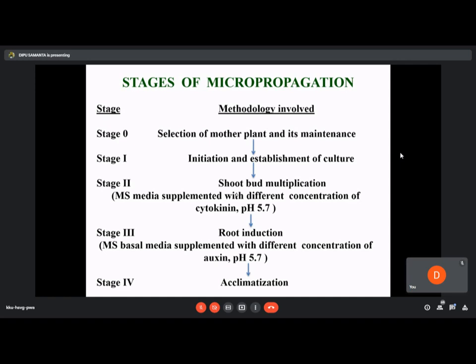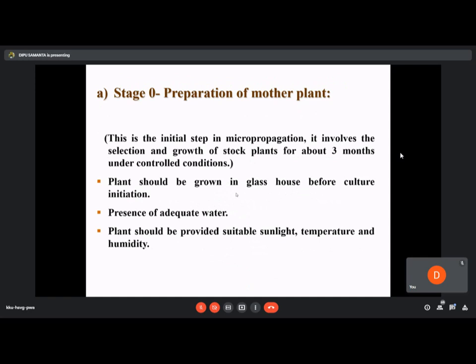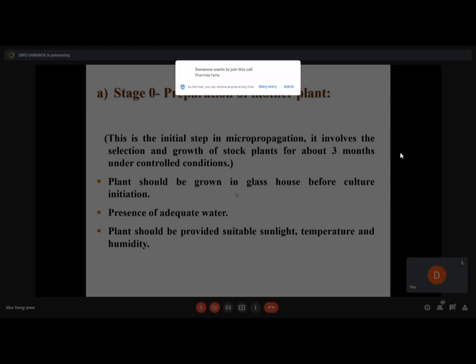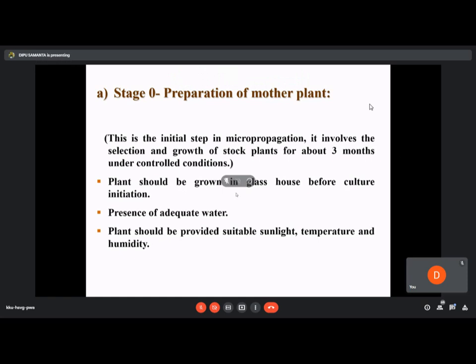Now coming to the last stage, stage 4, that is acclimatization. This is a very crucial point. If we are producing the in vitro plant, but after successful acclimatization we transfer those plants, that is the success of plant cell and tissue culture. Now, coming to stage 0, the preparation of mother plant. This is the initial step of micropropagation. It involves the selection and growth of stock plant for about 3 months under controlled conditions. Here, the plant should be grown in a glass house before culture initiation. Adequate water is very requisite, and the plant should be provided suitable light, temperature, and humidity.